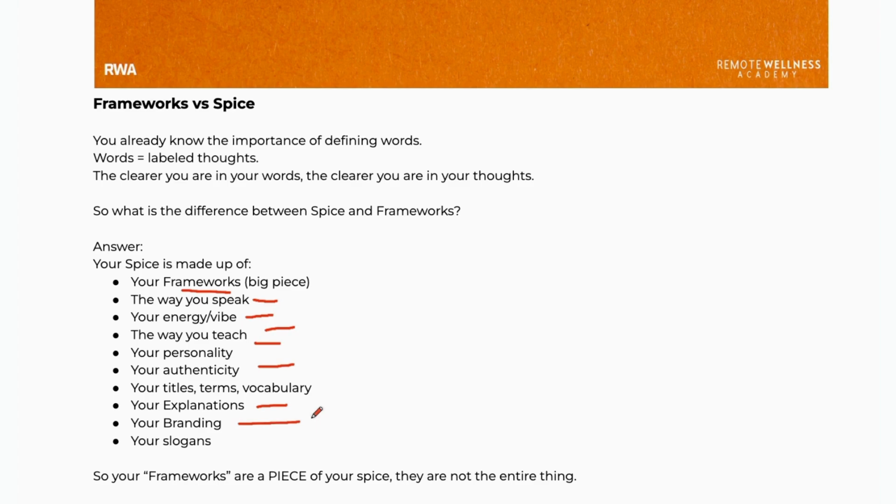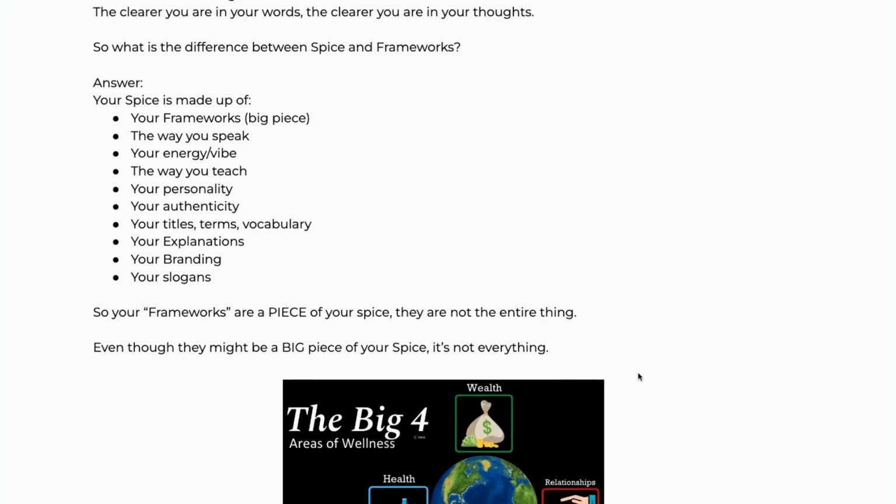But specifically what we're talking about in this series of trainings is the framework and the spice framework around the pillar of your marketing, as well as the pillar of your fulfillment. All of that is your frameworks, and again, it's a big piece of your spice, but it's not necessarily everything. Even though it might be a big piece, it's not everything.